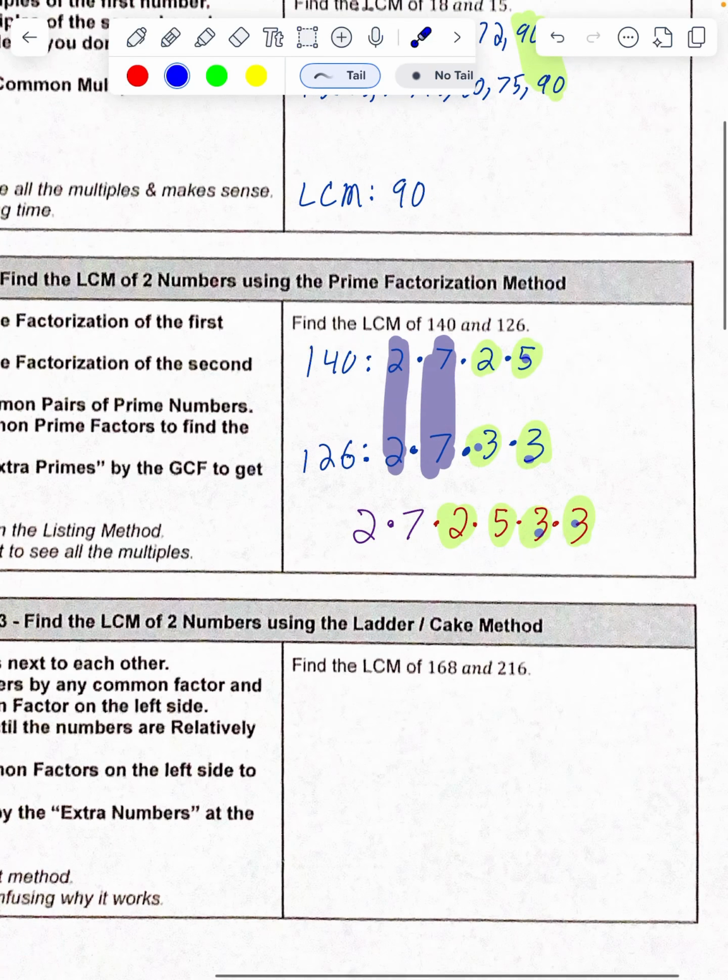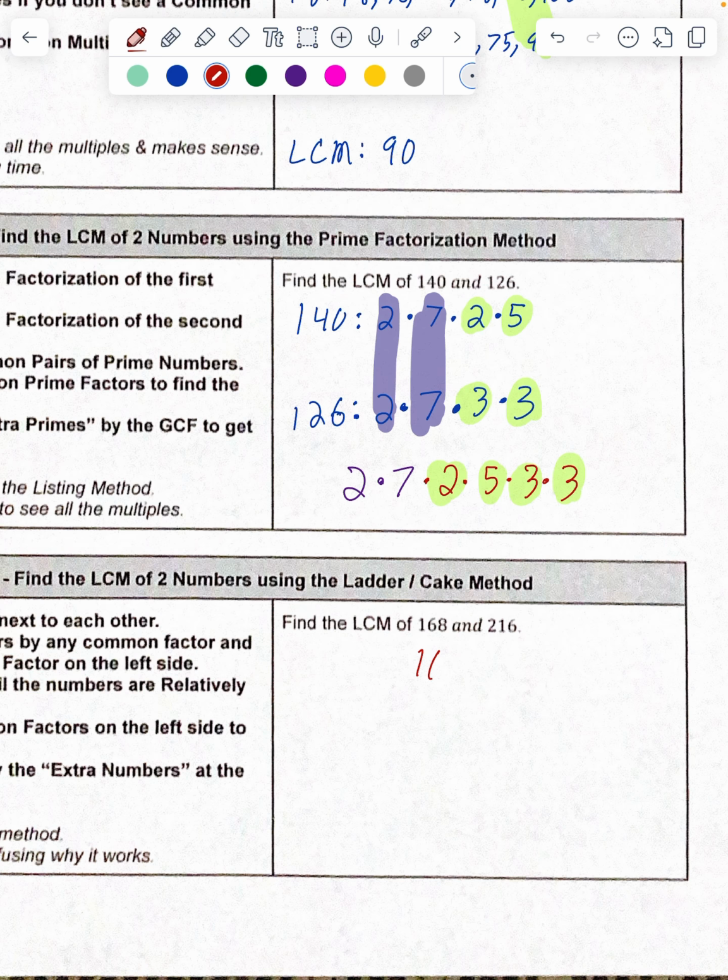Now, in my opinion, the easiest method is going to be the ladder method. When we do the ladder method, we take it and write 168 and 216. Now I see that these are both even. So what I'm thinking is, if they're both even, let's do 2 right away. Half of 168 is 84, and half of 216 is 108.